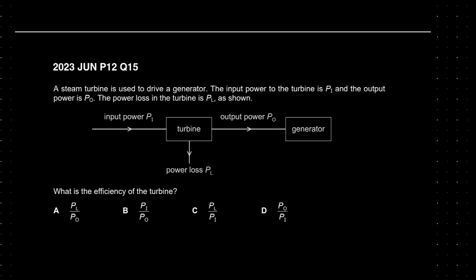15. A steam turbine is used to drive a generator. Input is PI, output is P naught, and loss is PL. What is the efficiency? Efficiency is output over input, so PO over PI. Again, pretty easy. This could very well have been an O-levels question.